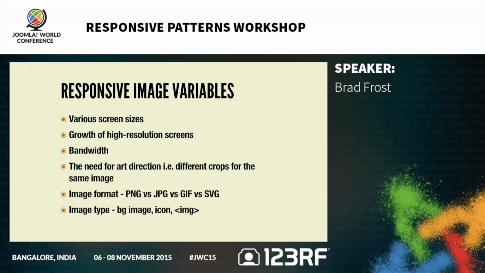So there's a bunch of different image considerations we have. Different screen sizes, obviously, and the growth of all these high-res screens, retina screens, and things like that. Bandwidth is still a huge consideration. The need for art direction, which we'll talk about. Different image formats: is it a PNG, a JPEG, a GIF, an SVG? Image types: background images versus icons versus actual semantically important images. There's tons and tons of different considerations.